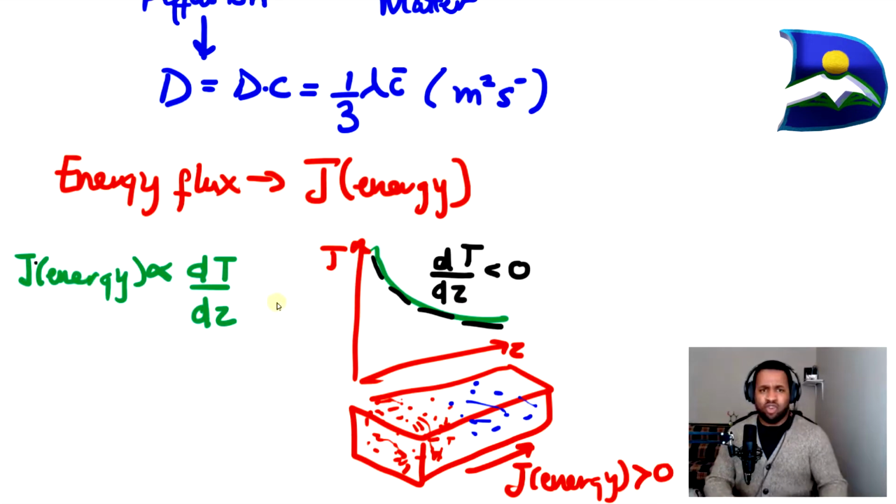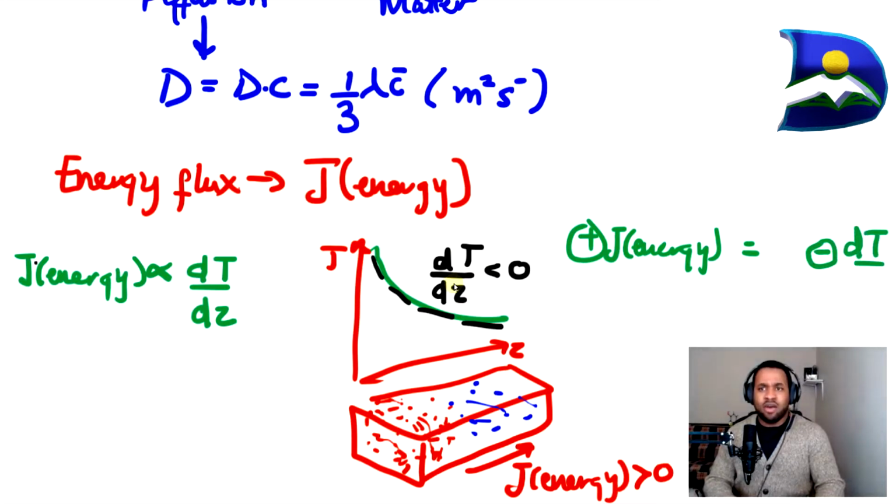Take note of this: since we know that our energy flux is a positive value, which means it is greater than 0, we also know that our temperature gradient, expressed as dT/dz, is a negative value. So we can create our constant to be a negative value so that our right side will be equal to our left side in terms of the signs.